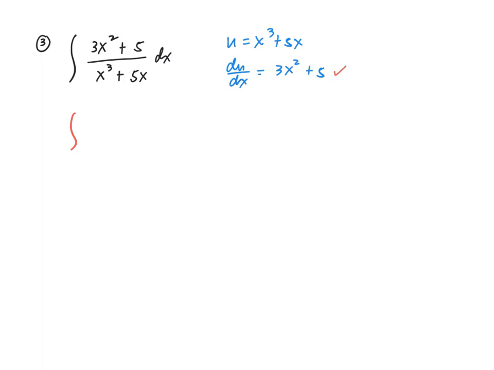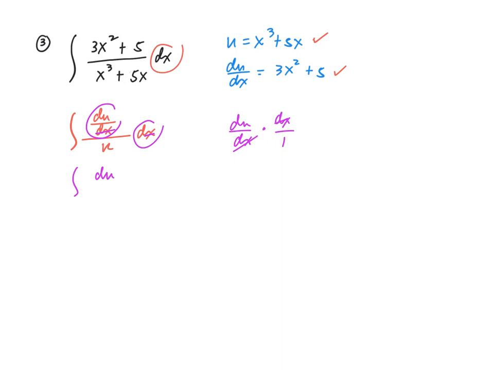that is our du dx. And instead of x cubed plus 5x, that is our u. So over u, then this dx will still be here. That looks a little bit complicated, but that's okay. It's actually not as hard as it looks. If you look at this and this, that's like du dx times dx over 1. So you could actually cancel it out. So when you cancel this out, we are left with du over u.